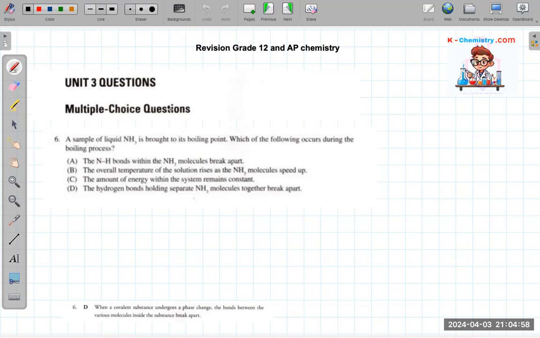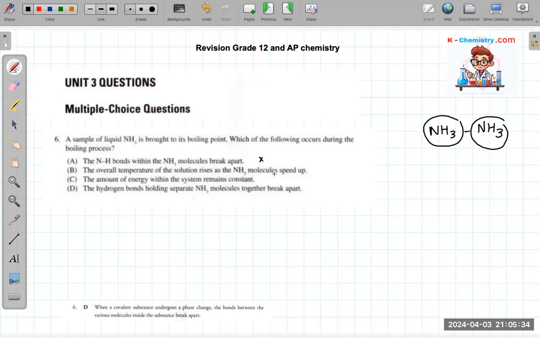So the Unit 3 questions for the part that we have revised. It tells me that a sample of liquid NH3 is brought to its boiling point. Which of the following occurs during the boiling process? The N-H bonds within the NH3 molecule break apart. No, this is not the first thing that happens. You have molecules of NH3 that change into a gas. So the bonds between the NH3 molecules are the ones that break first, not the bonds between the N and H. This is wrong.